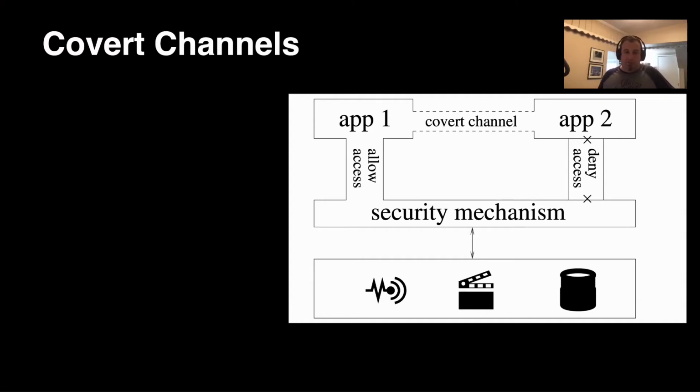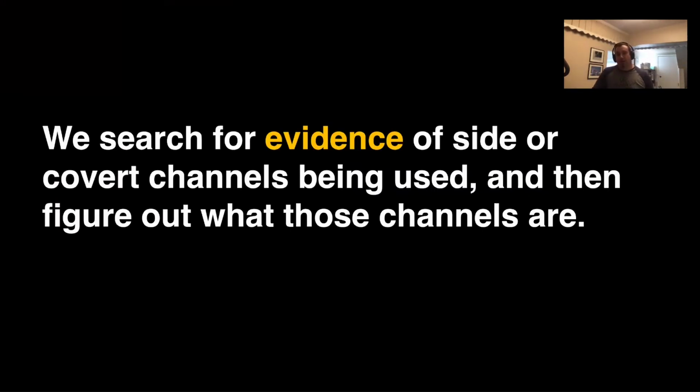Well, if the app that doesn't have access is able to communicate with an app that does have access, then that's another way of evading the security mechanism. So, using our instrumentation, we started searching for evidence of side and covert channels that were occurring. And then the goal was to figure out what those channels are and how they're being used exactly.